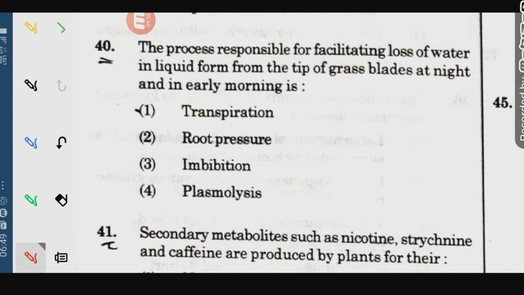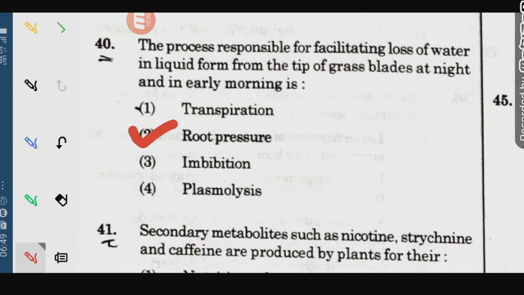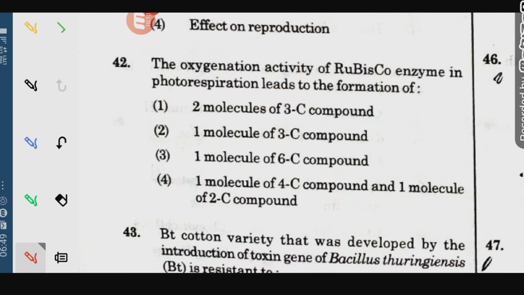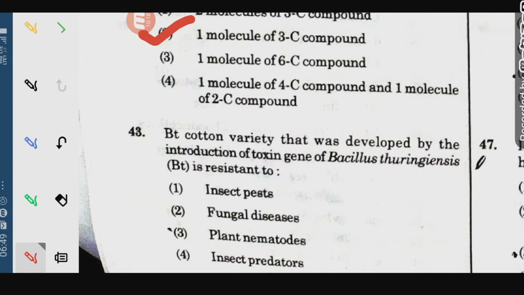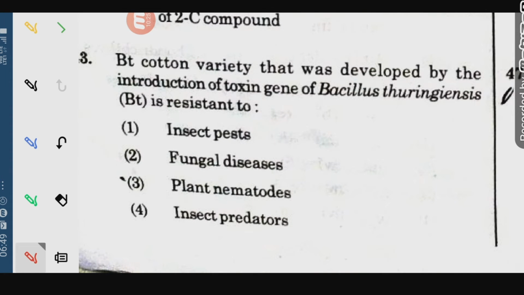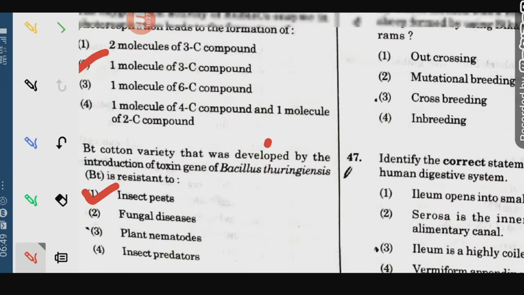So secondary metabolites are produced by the plant, and these are due to defense function. This one is the correct answer. Rubisco activity, when it exhibits the oxygenase activity, it will be one molecule of C3 compound. Then Bacillus thuringiensis is associated with the control of insect pest. This one is also correct. Chalo, let's move on to the next one. All right.